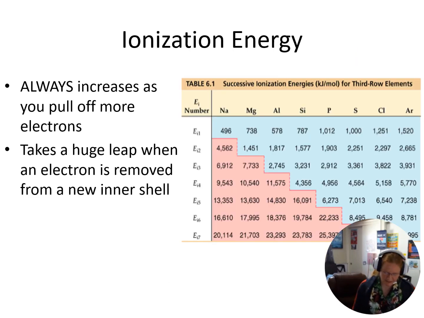And so you can see here, all right, so anything in red, these are core electrons, and the blue, valence electrons, okay? So anytime I go from pulling off valence electrons to pulling off core electrons, I see a huge jump in that ionization energy. Those core electrons don't want to come off.